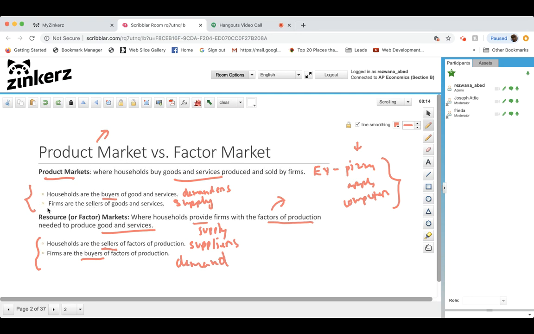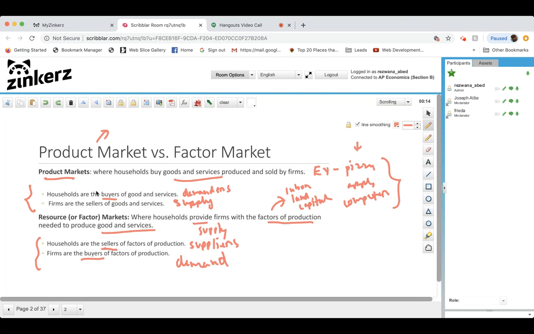And the factor market is the reversal of that picture, because this is where households provide firms with factors of production. So these things, as we will see in the next slide, labor, land, capital. So households own these factors of production, and they will be supplying these factors of production to businesses or firms so that they can use these factors of production to produce goods and services.